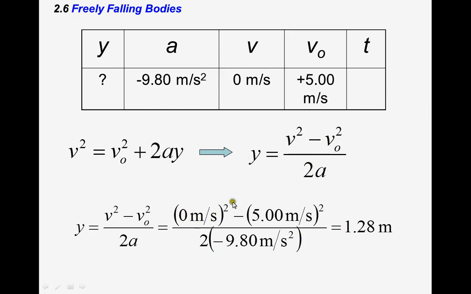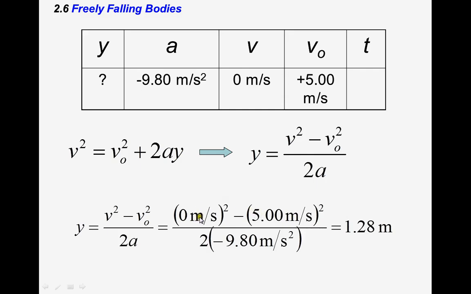So 0 squared is 0, minus 5 squared. So I get negative 25 in the numerator, divided by, and then you've got to be careful with your calculator here, because you might do 25 divided by 2 equals something, times 9.8, and you get the wrong answer.